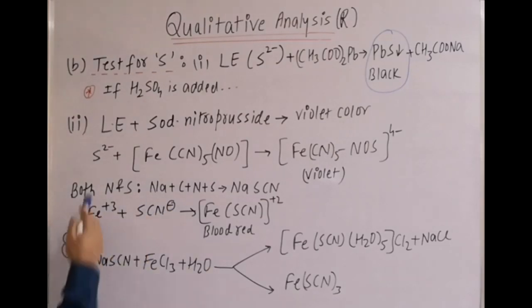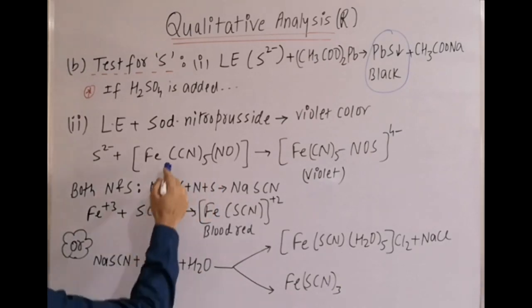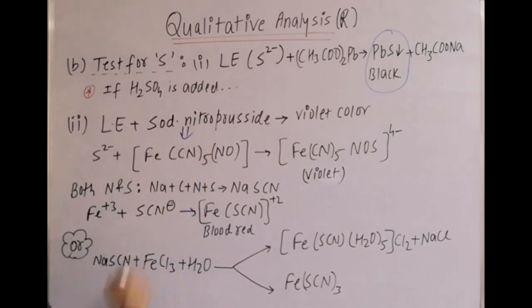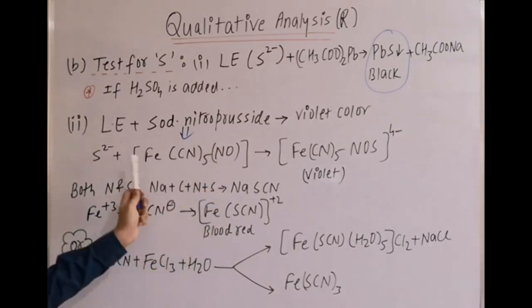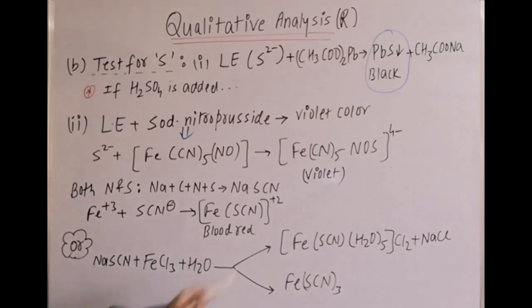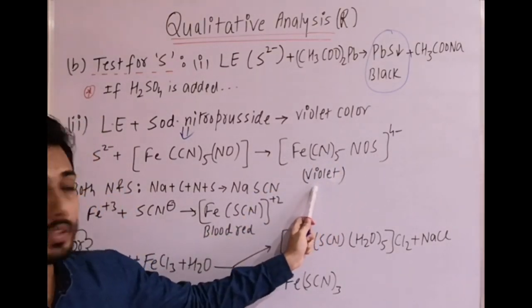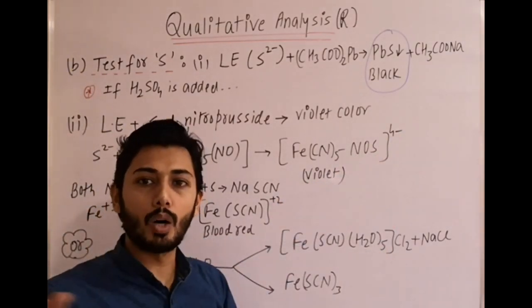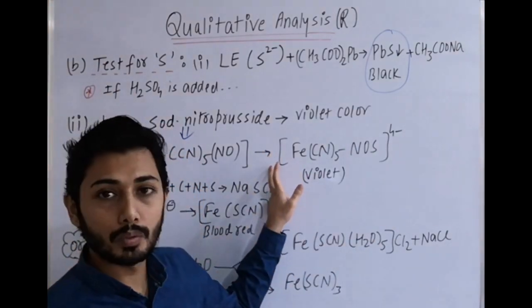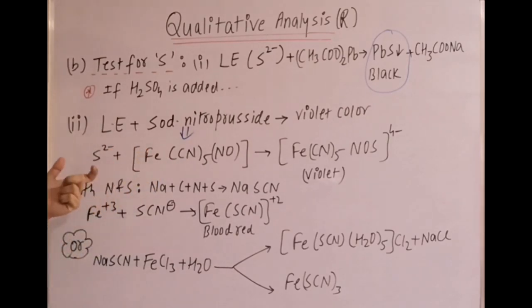Now the reactions involved. We take Lassaigne extract, which contains Na2S, with this compound, sodium nitroprusside. In this, Fe is in +2 state, NO is overall +1. After the reaction, this complex is formed, Fe(CN)5NOS, a violet colored compound. Now remember one thing, it is charged 4-. If in the question the neutral form is given, then we put Na4 there. Clear? So when we add sodium nitroprusside, finally we get a violet colored compound.